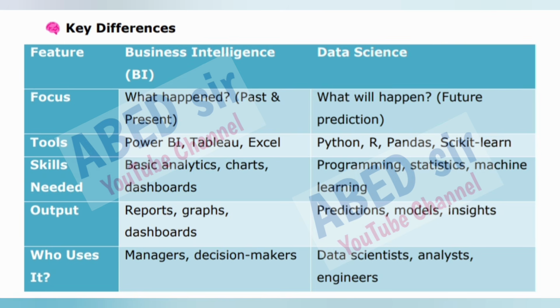Key differences. Feature: business intelligence versus data science. Focus: what happened, past and present, versus what will happen, future prediction. Tools: Power BI, Tableau, Excel versus Python, R, Pandas, Scikit-learn. Skills needed: basic analytics, charts, dashboards versus programming, statistics, machine learning. Output: reports, graphs, dashboards versus predictions, models, insights. Who uses it? Managers and decision makers versus data scientists, analysts, engineers.